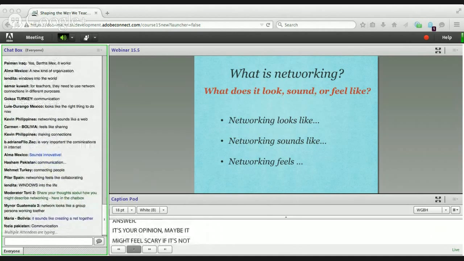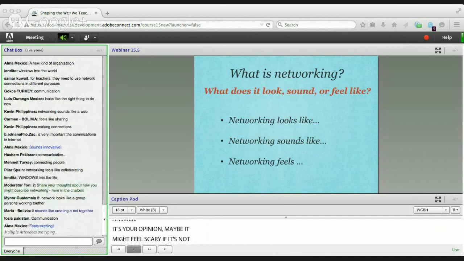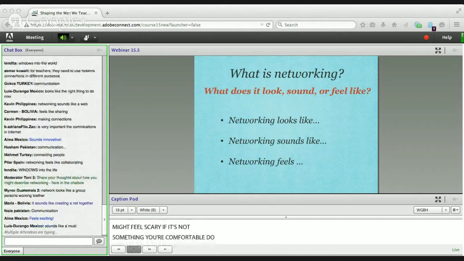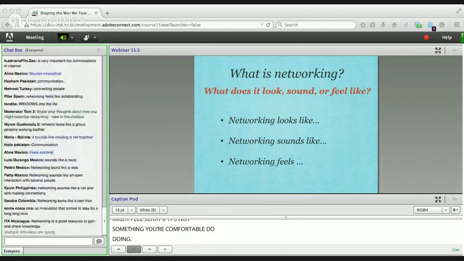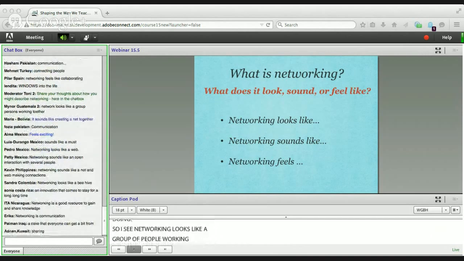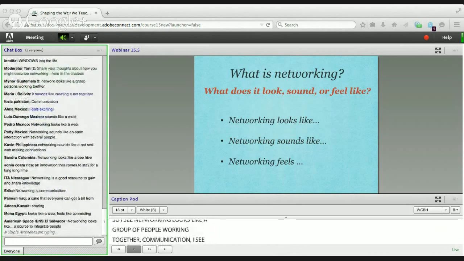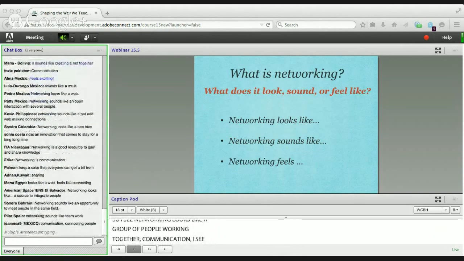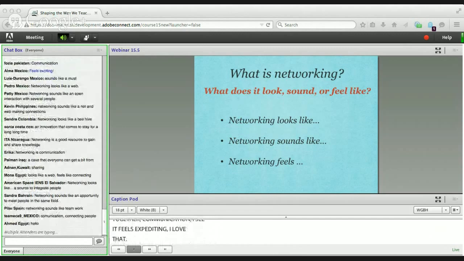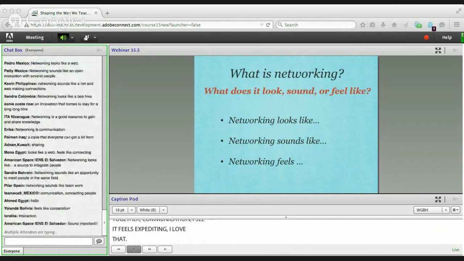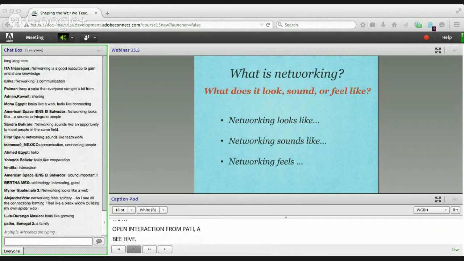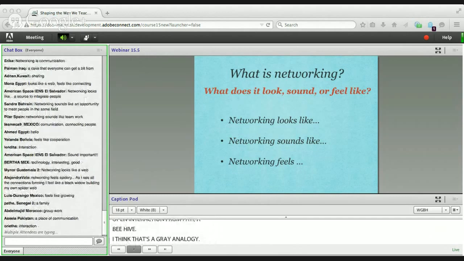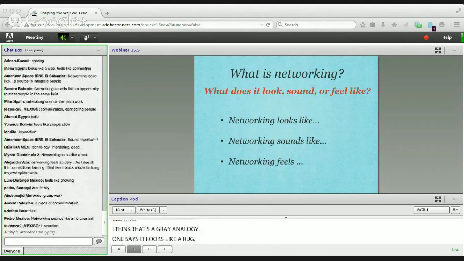So I see networking looks like a group of people working together, or communication. I see Anna says it feels exciting. I love that. Open interaction from Patty. A beehive. I think that's a great analogy. Mona says it looks like a web, which I also agree with. Many different connections. Spidery. These are great adjectives.